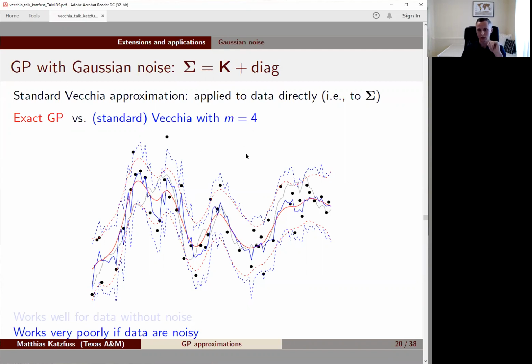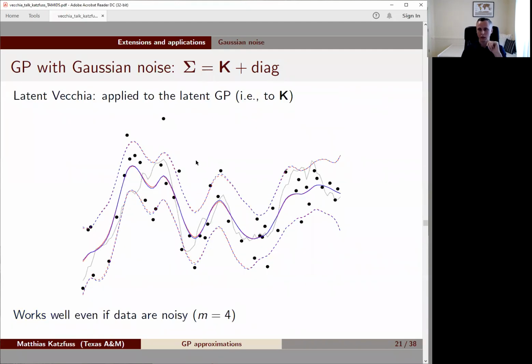But it turns out that we can actually salvage this very easily, or at least conceptually very easily. Namely, we can simply apply what we call latent Vecchia, which we apply to the latent GP. So in other words, we apply to the K. So in some sense, we are first approximating the K, the smooth kernel matrix, and then we're adding that diagonal term later, conceptually speaking. And what you can see now, even with m equal to 4 again, we're getting essentially an exact approximation. So the approximation error is becoming essentially 0.